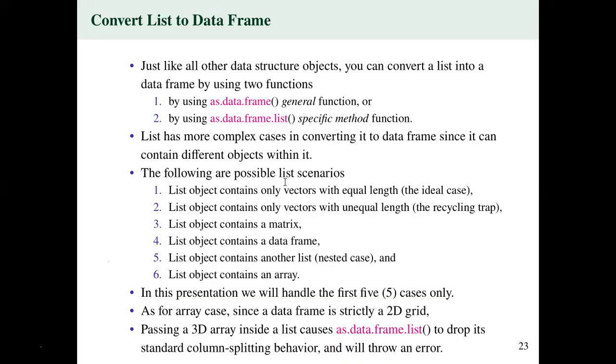Number one, if the list contains only vectors with equal length, this is very easy and direct, and you can simply move from list to data frame. But if those vectors have unequal lengths, there is what we call the recycling trap. If the number of elements in one vector is a multiple of the other, it recycles. But if the vector lengths are not multiples, then it will return an error.